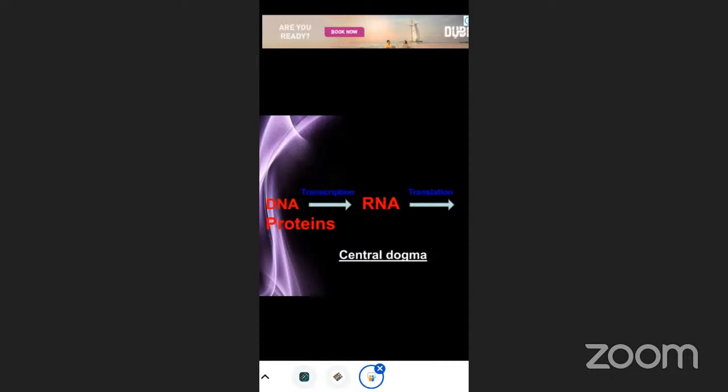In transcription, the synthesis of RNA complementary to a strand of DNA is known as transcription. Transcription is again divided into three stages: initiation, elongation, and termination.